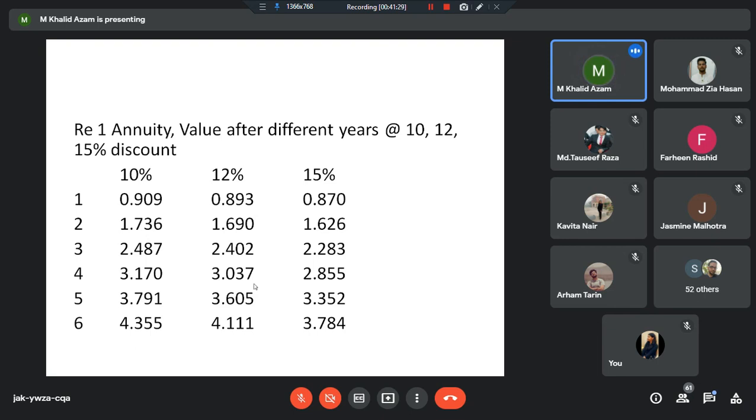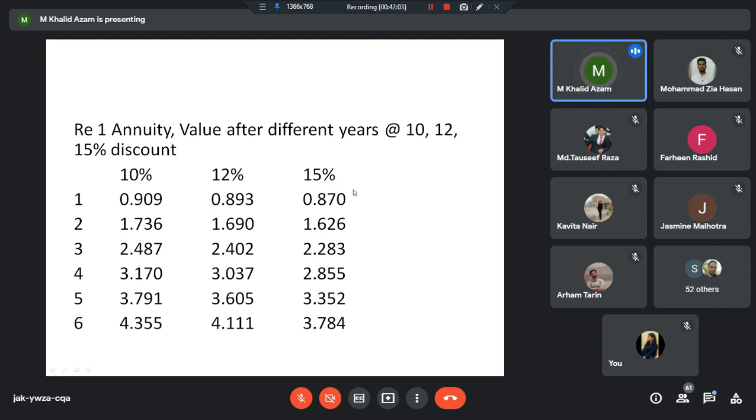So that is, at the fifth year, by now you have received 5 rupees, but its value is not 5 rupees, it is not even 4 rupees, it is 3 rupees 60 paise. 3 rupees 61 you can say, or 60 you can say. If you are receiving the same 1 rupee at the end of the 6th year, this is not 6 rupees, this value has further reduced. See here at 10% it was 4.355, at 12% it has reduced further, so 4.111.